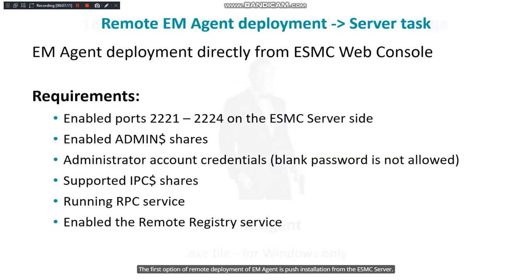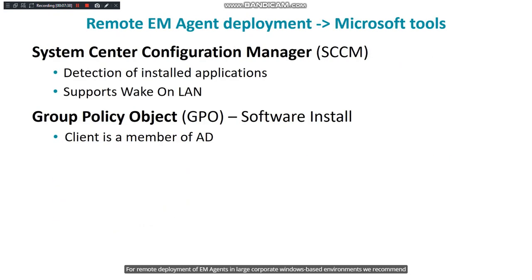The first option of remote deployment of EM Agent is push installation from the ESMC server. It is a server task. For successful deployment, several requirements have to be met in the Windows networked environment. From this point of view, this method needn't be an optimal solution for remote agent deployment in company network. For remote deployment of EM agents in large corporate Windows-based environments, we recommend to use System Center Configuration Manager (SCCM) or Group Policy Object (GPO).